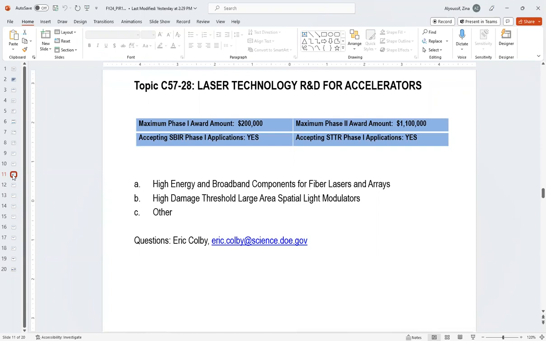For topic B, high damage threshold, large area spatial light modulators. We are looking for something that can survive high power lasers. And in the document, we've got the resolution, the pitch, and the fill factor that are specified. As Ken said, we're really looking within this area, which should be aligned with the topic and within that table on page 69 that we've quoted.